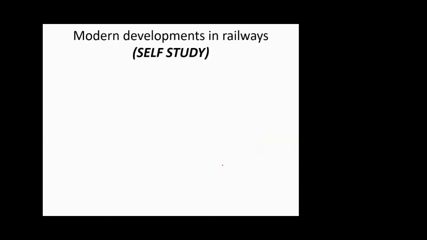Okay, so coming towards the end of today's lecture, there is one part in this unit which is related to modern developments in railways, and that I'll be leaving you for self study. What you have in that is metro rail, monorail, and bullet train.